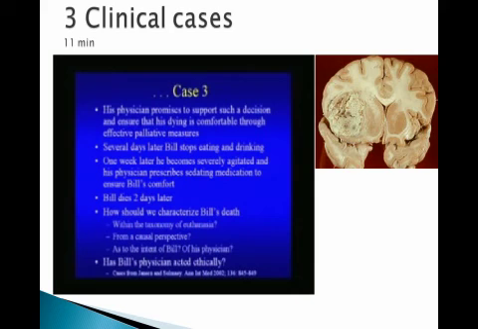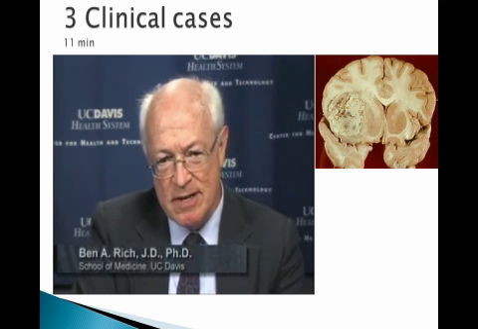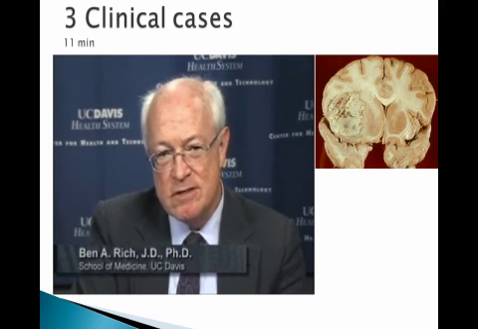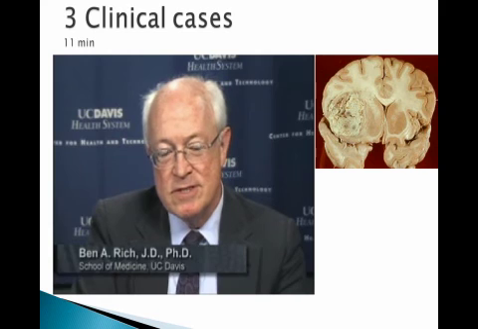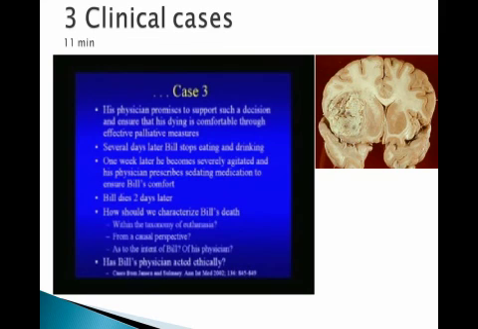So the question then arises, how should we characterize Bill's death? Within the taxonomy of euthanasia, for example, from a causal perspective, what was the cause of Bill's death? And what was the physician's role in this? Now, from a direct causal analysis, the physician didn't cause Bill's death. Bill died from the lack of nutrition and hydration, more probably hydration, or perhaps from the underlying condition. It's hard to parse that out.